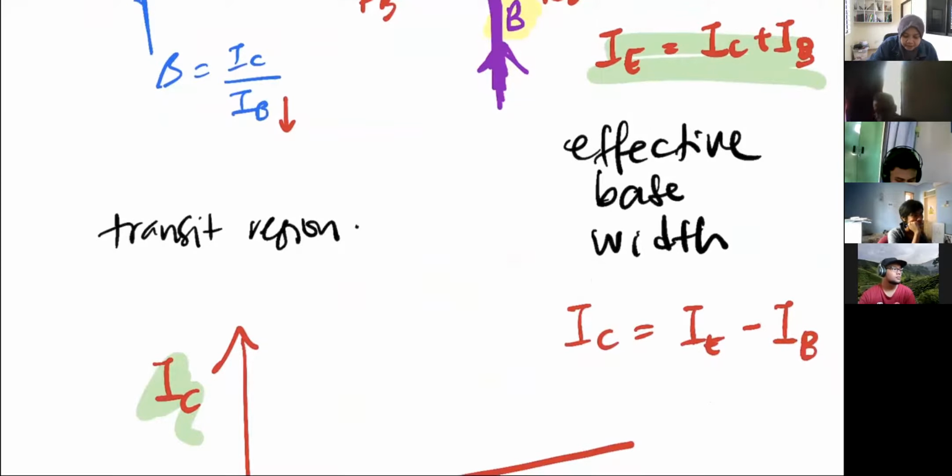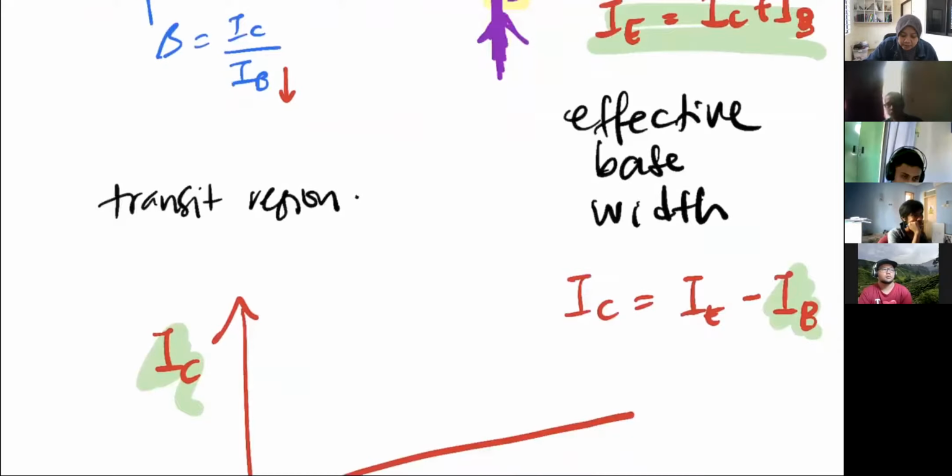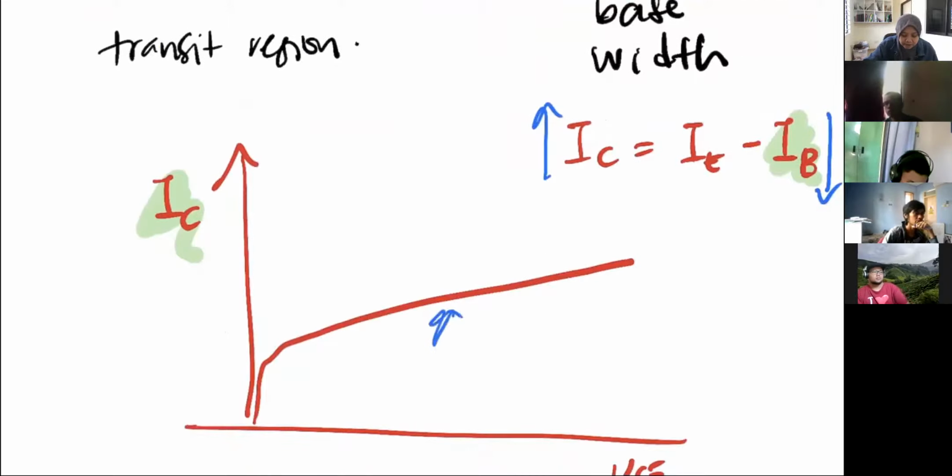So now our IB here, due to this effect, the broadening or widening of the depletion region at the base to collector junction, makes IB become smaller. Okay, it makes IB become smaller, therefore IC become bigger, right? Because IB is getting smaller. Therefore, that's why you see here, IC become bigger as you increase the VCE.